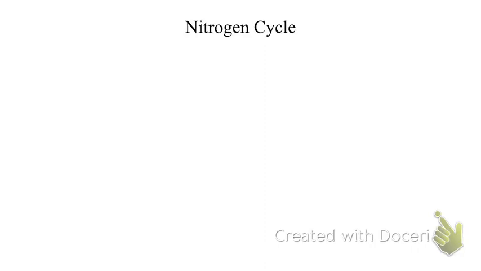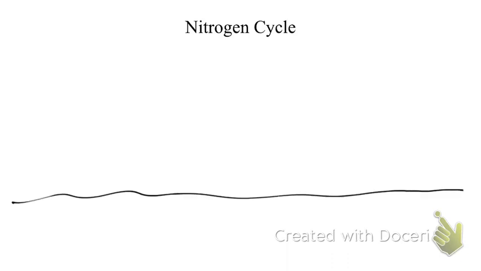Alright, so today we're covering the nitrogen cycle. And the nitrogen cycle is the movement of nitrogen through the earth. So nitrogen, about 78% of our atmosphere is nitrogen gas. So N2 is nitrogen gas. And so we have a lot of it in the air. Some of it actually moves into the ground.